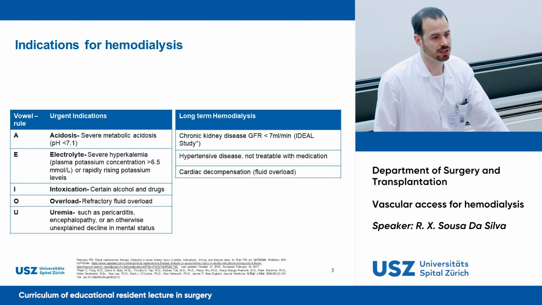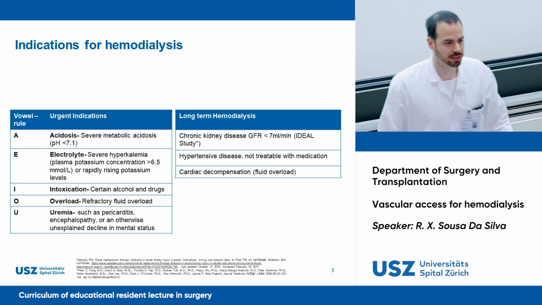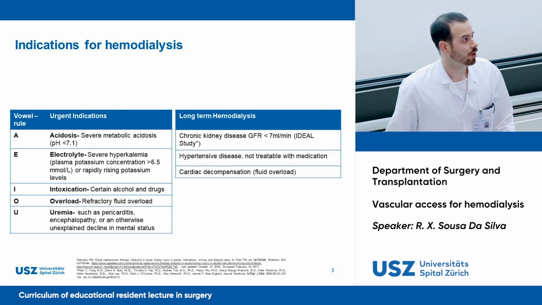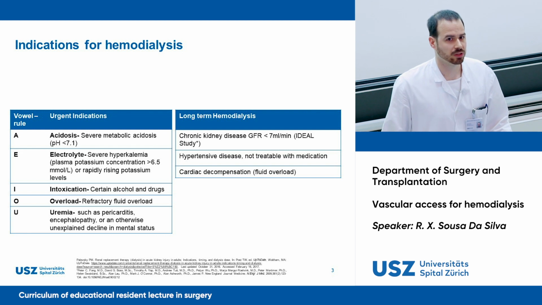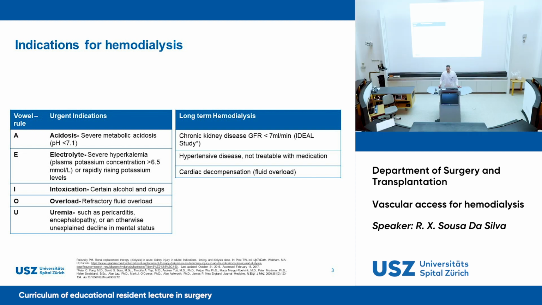You have the vowel rule that helps you to memorize. It's A, E, I, O, U. A stands for acidosis, pH below 7.1. E for electrolyte disbalance, for example, plasma potassium that is high or rapidly rising. I for intoxication, especially with certain alcohols and drugs. O stands for refractory fluid overload. And U for uremia, for example, pericarditis or encephalopathy due to uremia.